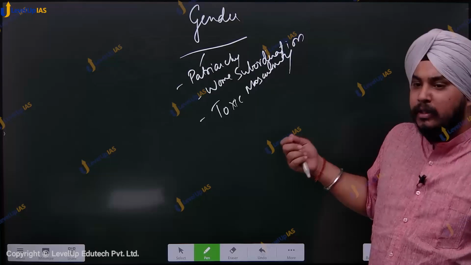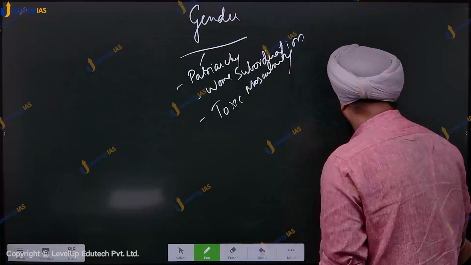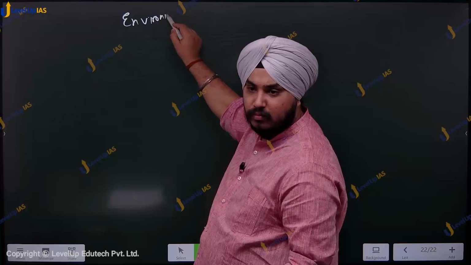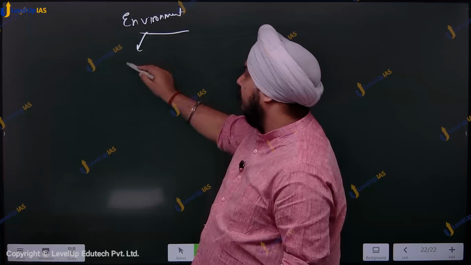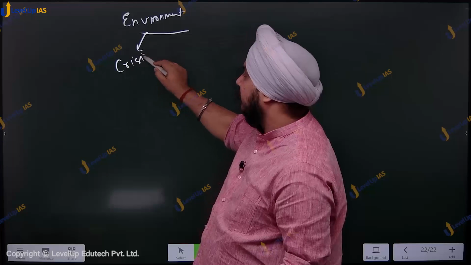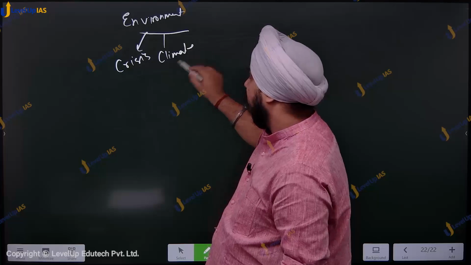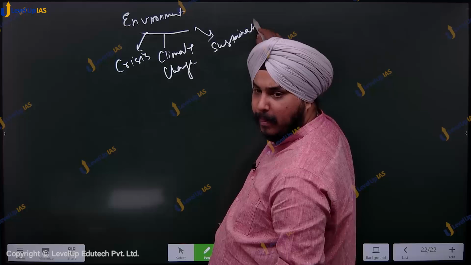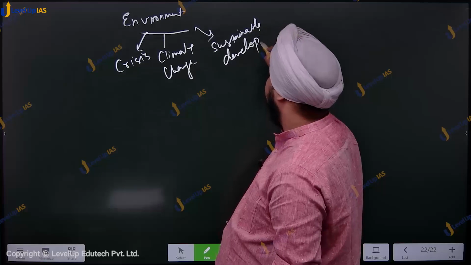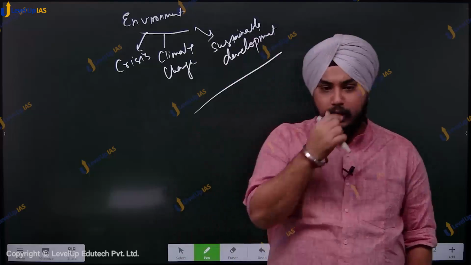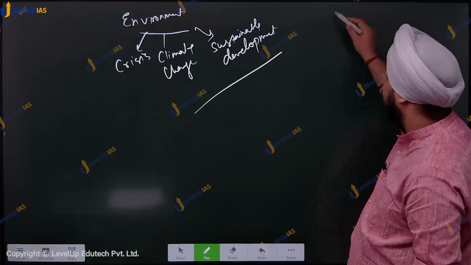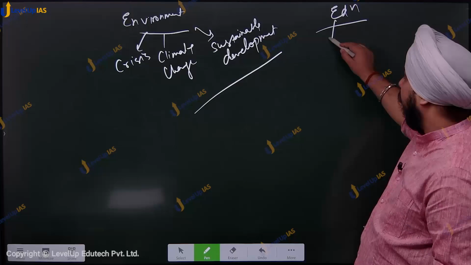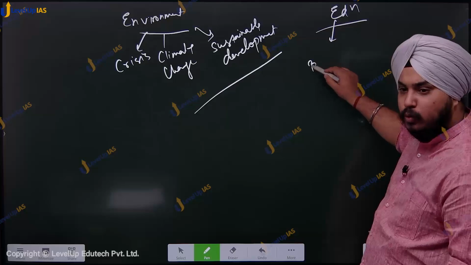Plus there are some broader themes that you need to be aware about. One is environment. इसके बहुत सारे सवाल आए हैं. Say environmental crisis, climate change, sustainable development. Okay. Then education.